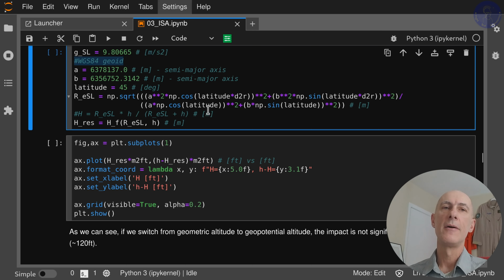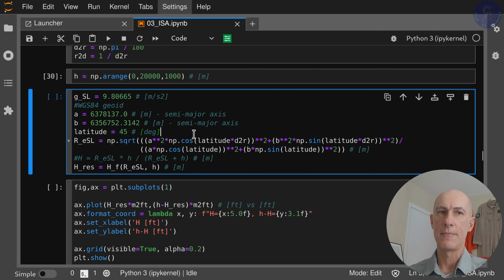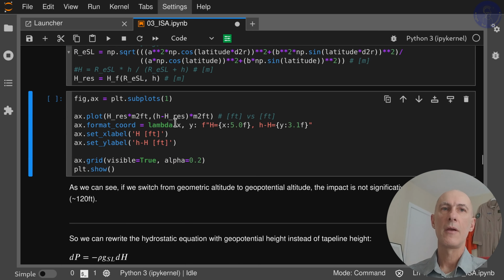With this, we can calculate the radius of the Earth at latitude 45 with the WGS84 geoid equation, which is here. And then we can finally calculate the resultant h, if we call our function for this radius of the Earth that we just calculated, for all of the tapeline heights that we calculate with this vector here. And now we can plot here. What are we plotting? Our resultant h, converted from meters to feet, against the difference between tapeline and geopotential height. Everything in feet now, okay?